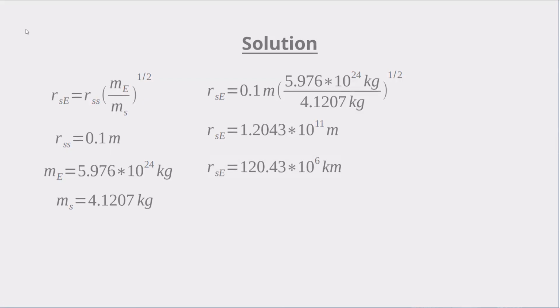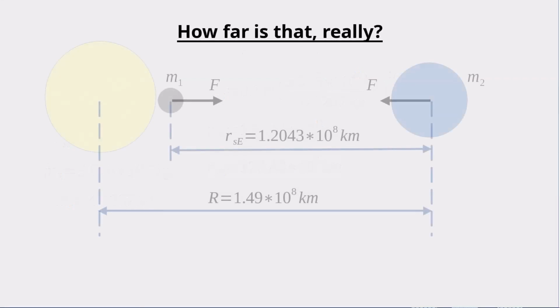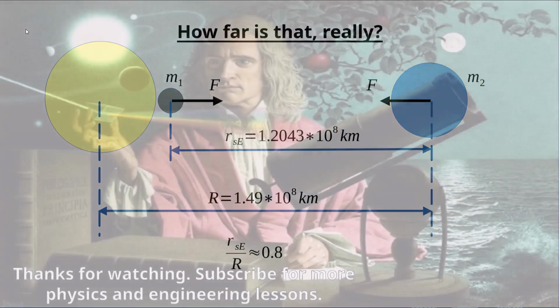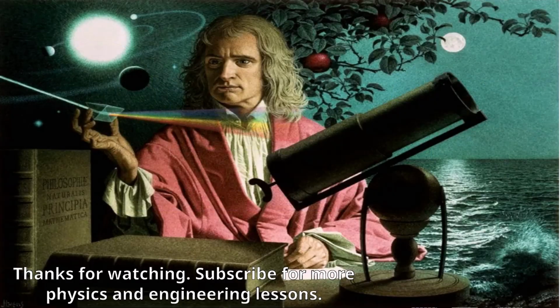Wow! To put that into perspective, our distance of 120 million kilometers is about 80% of the distance between the centroids of the Earth and the Sun. Today, you've learned how to use one of Newton's great discoveries to study the effect of gravity in our universe. Thanks for learning.